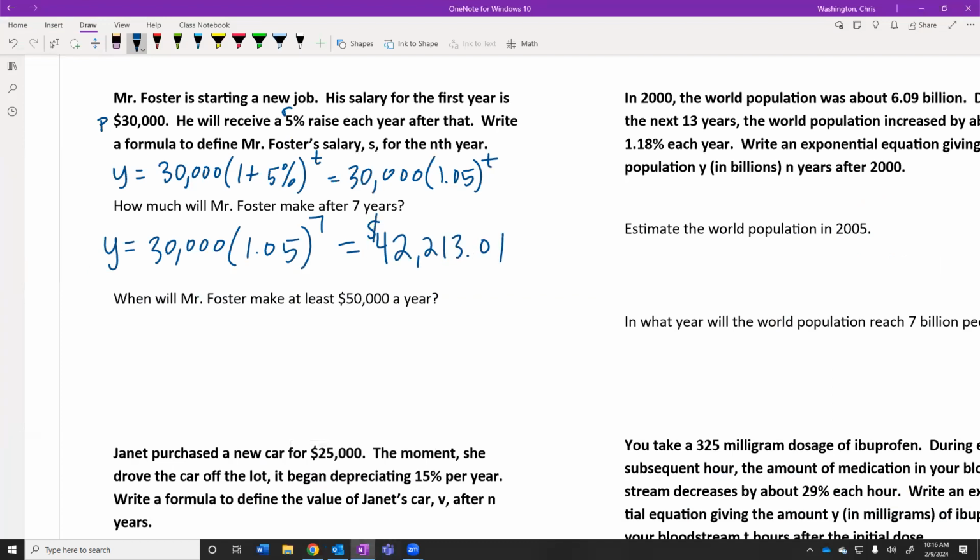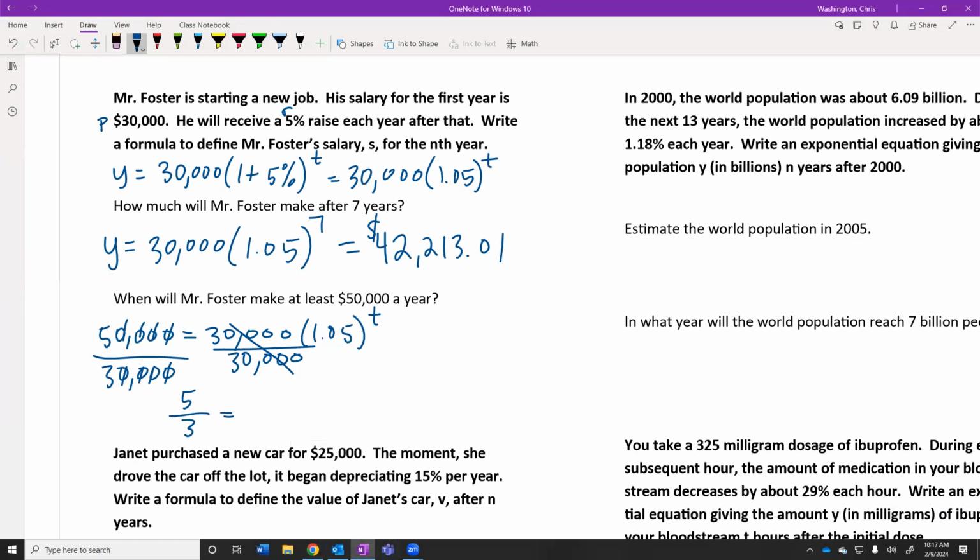We can also figure out how long it's going to take Mr. Foster to reach a certain pay, in this case, $50,000. So we want to know how long it's going to take Mr. Foster to have $50,000. That's going to be our Y value, and that's going to be equal to our equation. 50,000 equals 30,000 times 1.05 to the T. But we do not know T this time. We can solve this equation by rewriting it as a logarithm. So we're going to divide by 30,000 on both sides. 50,000 divided by 30,000, we just cancel out the zeros, or type in a calculator. We get 5 over 3 equals 1.05 raised to the T.